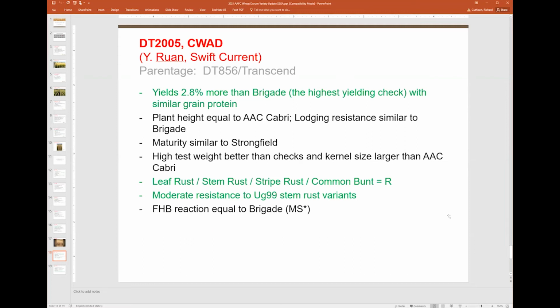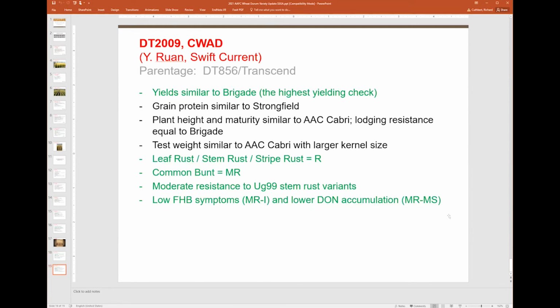The star means it has attributes that are better than a lot of the MSs, but they aren't quite willing to say intermediate yet. But we're trying to provide some extra information on lines that are improved in the MS category. And DT 2009, I think Rouen is pretty excited about this one. Yields well, again, like Brigade. Protein similar to Strongfield. Very good disease package again: leaf rust, stem rust, stripe rust R, common bunt MR, moderate resistance to UG99 stem rust variants.